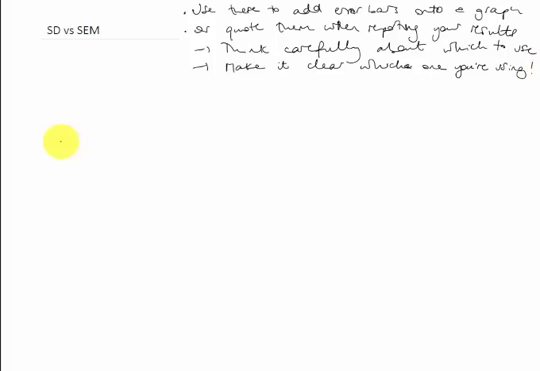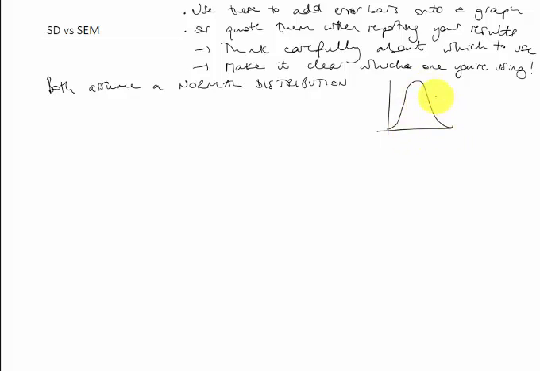Right, so first of all I need to talk very briefly about the normal distribution, because both of these assume a normal distribution of your sample. I'm not going to go into any of this in great detail, but what it means is, let's imagine we've got a population. Here's a graph showing all the different measurements from our population, and here is the mean. All the measurements are distributed evenly about the mean, so it's symmetrical around the mean, and there are more measurements nearer the mean.